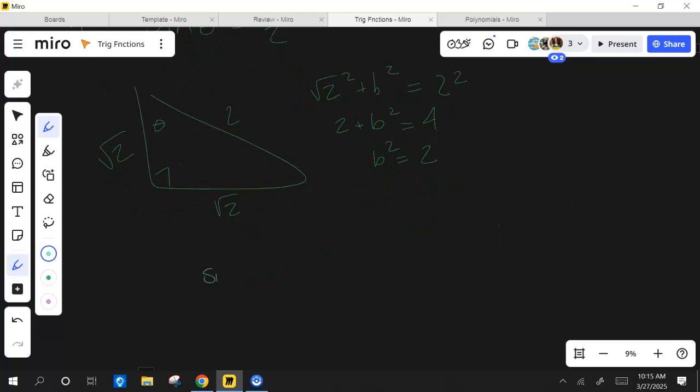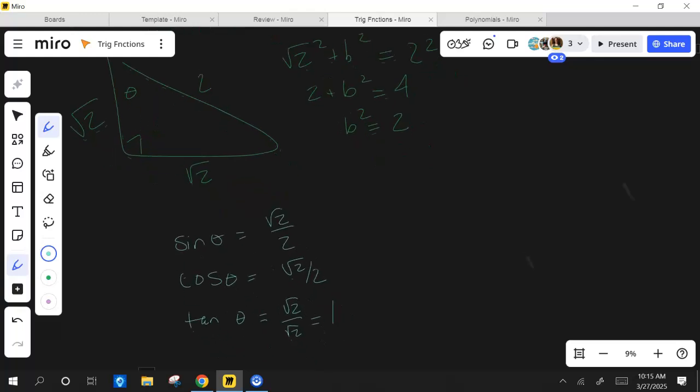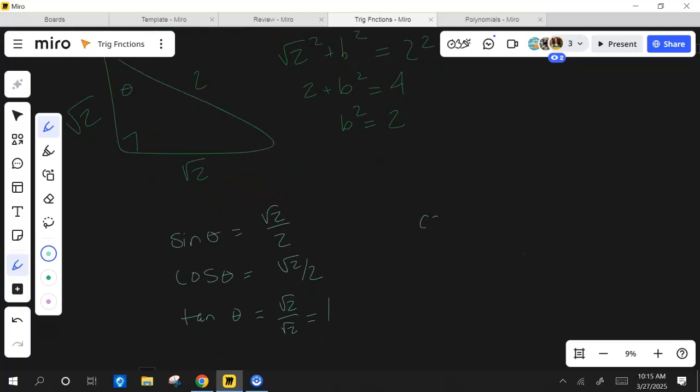So sine of theta, of course, I already have is the square root of 2 over 2. Cosine of theta is also the square root of 2 over 2. And the tangent of theta is the square root of 2 over the square root of 2, which is just 1. Then if I start flipping them around, that's whenever I get into a little bit of work here. 2 over root 2, so I root 2 and root 2 it. I get 2 root 2 over 2, which is square root 2.